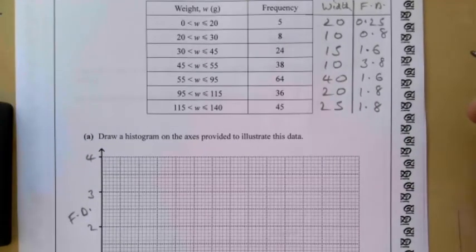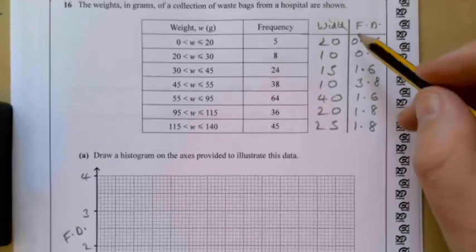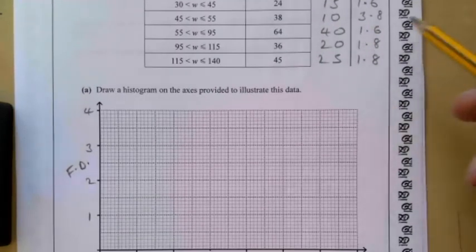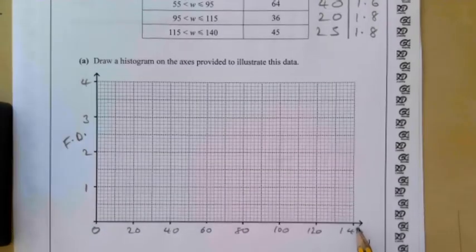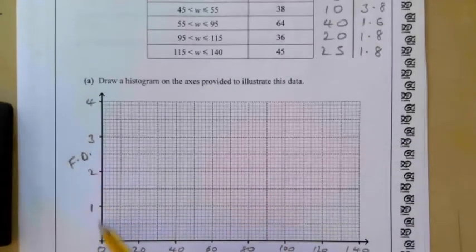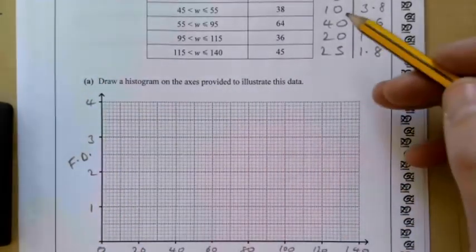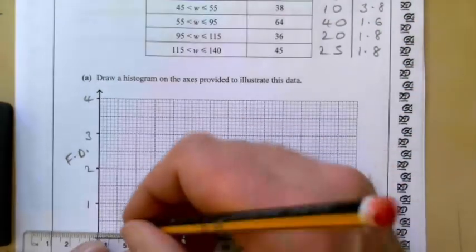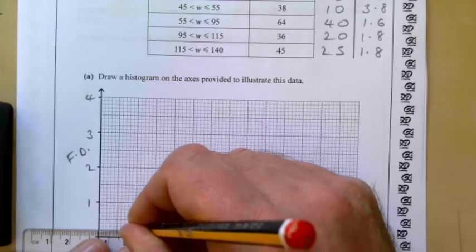Draw a histogram on the axis provided to illustrate this data. So the first one between 0 and 20 is 0.25 high. I've taken a look at the scale. It goes here from 0 up to 140, so that fits nicely in here as we would expect. And then the frequency densities have to go up as high as 3.8, so again I've gone 1, 2, 3, 4, and it fits in nicely. So hopefully it'll be okay. The first one between 0 and 20 then is 0.25.